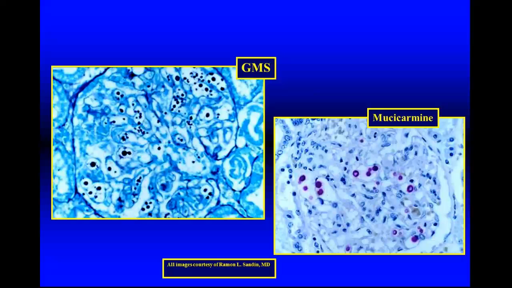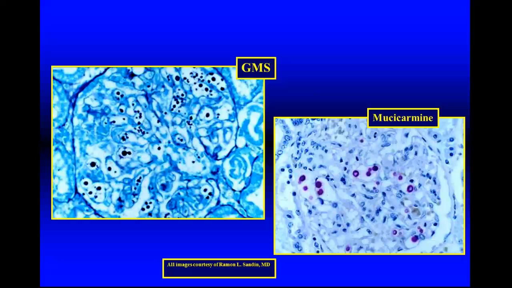This is the glomerulus again. This guy had hundreds of yeast, and with the GMS you can see that all of that capsule shrinks. It opposes itself onto the body of the organism, leaving all of these halos there. This is GMS, and this is with the mucicarmine.